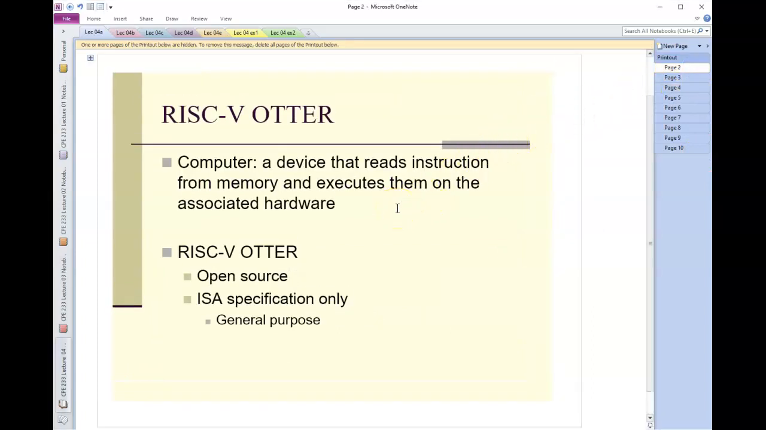So RISC-V, remember, it's a type of computer, or we'll call it a microcontroller, which is typically what I call it. It's a device that reads instructions from memory and executes them.